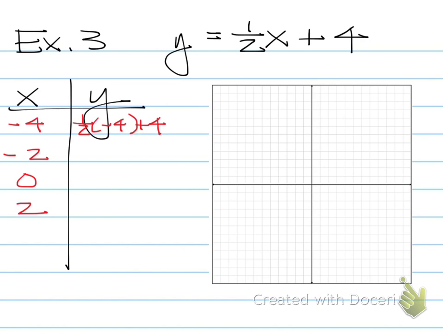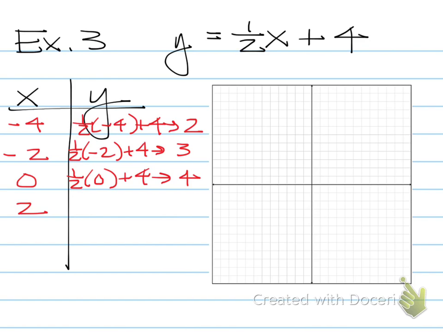All right, so when I plug in -4, I get half of -4, which is -2. -2 plus 4 is 2. When I plug in -2, half of -2 is -1. -1 plus 4 is 3. When I plug in 0, half of 0 is 0. 0 plus 4 is 4. And when I plug in 2, half of 2 is 1. 1 plus 4 is 5.